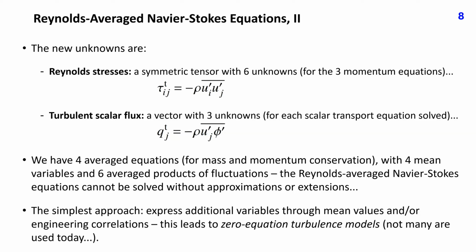In the Reynolds-averaged Navier-Stokes equations, we have four averaged equations, one for mass and three for momentum conservation. These four equations contain four mean variables and 6 average products of fluctuations. Thus, the equations are not closed and cannot be solved without approximations or extensions. This is called the closure problem in turbulence modeling. The simplest approach is to express the additional variables from mean values and/or engineering correlations, which leads to the so-called zero equation turbulence models. They are hardly used today and will not be further considered.